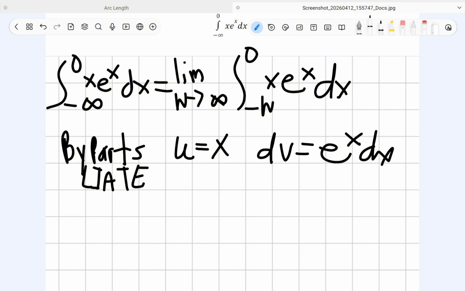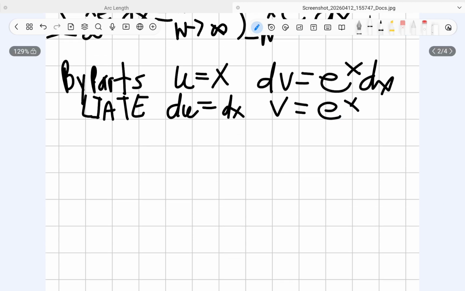And to continue, we're going to find the derivative of u. So du will be dx. That's the derivative of x, which is 1. But then again, we can't just put 1, so dx. Now we are going to find the antiderivative of dv. So dv is going to be v. And the antiderivative of e to the x dx is e to the x. Remember, we don't need to do a plus c here because it's unnecessary.